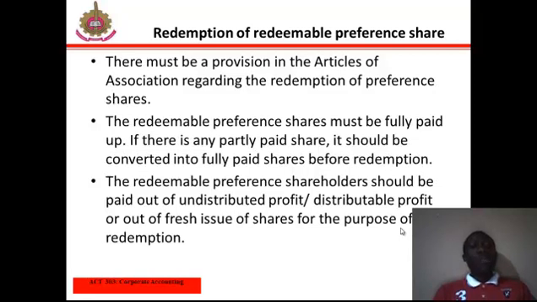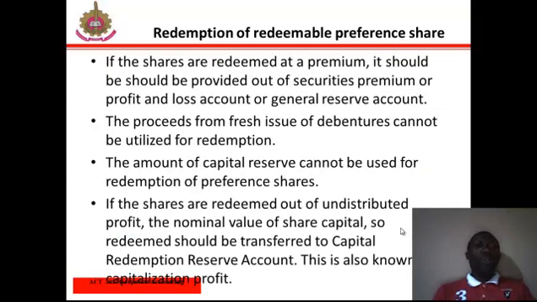3. The redeemable preference shareholder should be paid out of undistributed and distributable profit or out of a fresh issue of shares for the purpose of redemption. 4. If the shares are redeemed at a premium, it should be provided out of securities premium or profit and loss account or general reserve account.